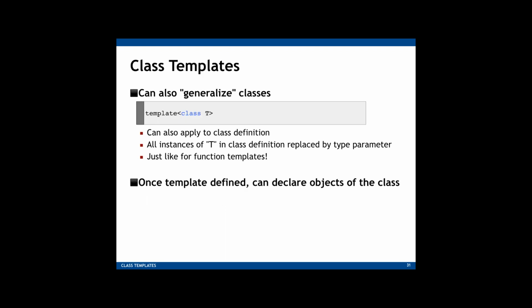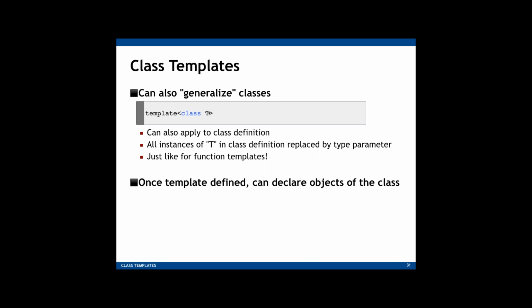Just like functions, we can generalize classes as well. The syntax for class templates is the same as for function templates. So you start the class definition by specifying the template keyword, class, and the type parameter T, this one. So here T is a type parameter, and this type parameter is replaced with any type, like we saw for type parameters for functions. And it doesn't have to be T.